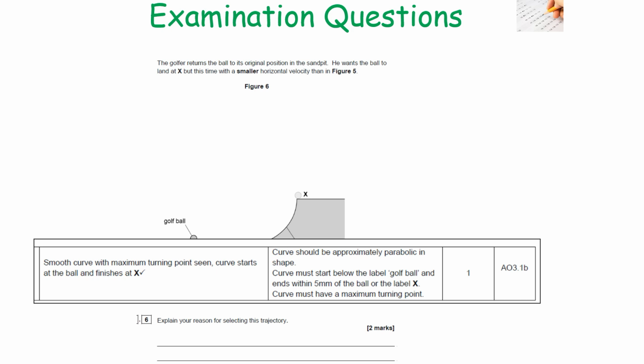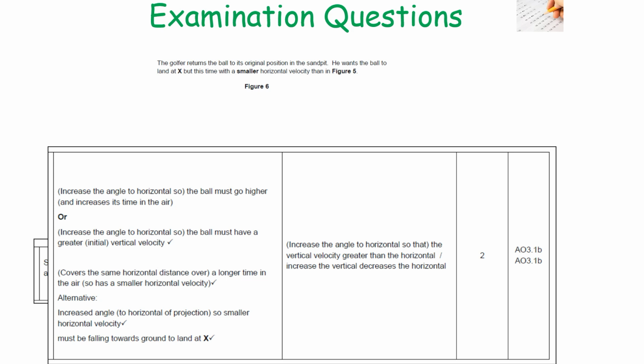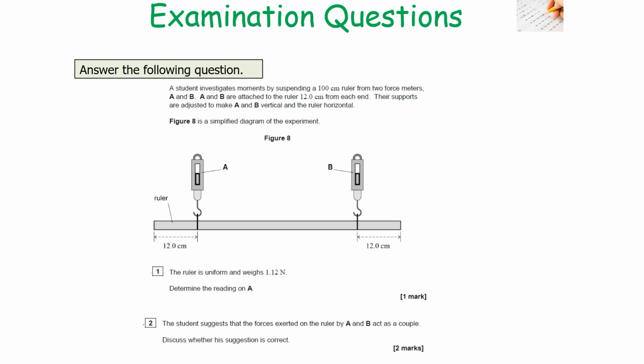Now why would you choose this particular trajectory? Well, if you increase the angle to the horizontal, the ball must go higher, so the ball must have a greater initial vertical velocity. Or you could say that therefore it'll cover the horizontal distance over a longer time, so therefore it'll have a smaller horizontal velocity, so that value of v will go down. Right, let's have a look at our next question.